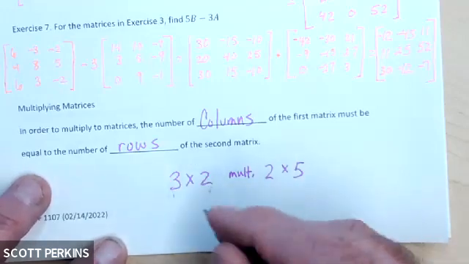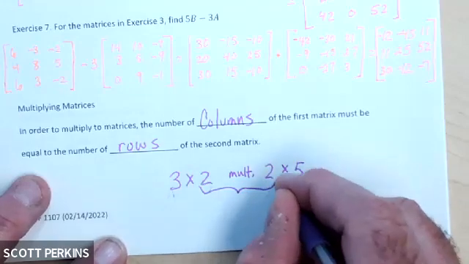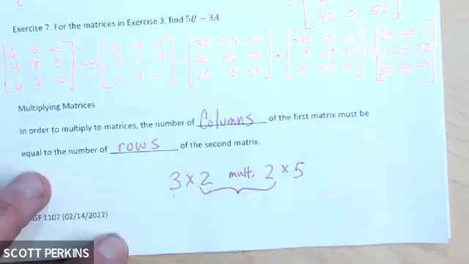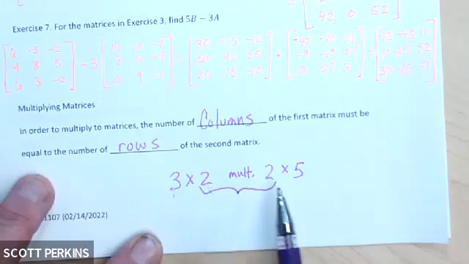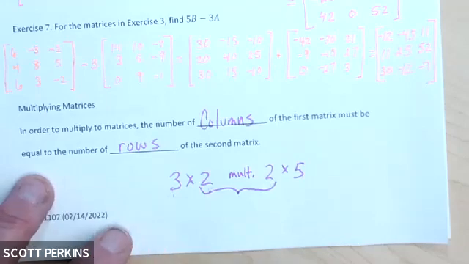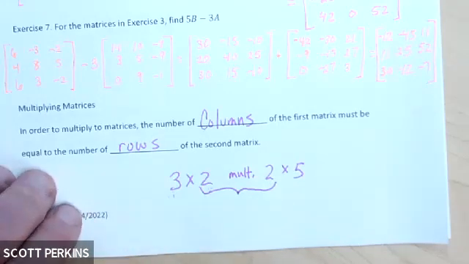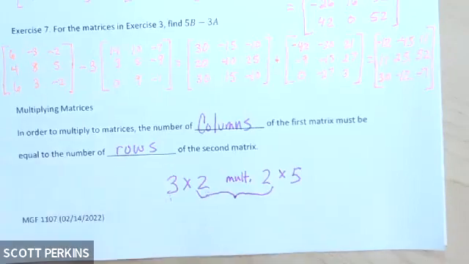And so with that, these interior numbers need to match to multiply. This is the number of columns of the first matrix. This is the number of rows of the second matrix. Those two things have to match. All right, so with that said, you are ready. We are going to multiply a pair of matrices.